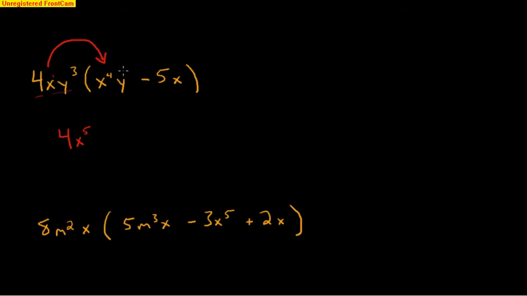Again, y to the 3rd times y to the 1st. Bases are the same, y and y. Add the exponents, 3 plus 1, y to the 4th. Minus, here we've got 4 times negative 5. I've already got the negative sign there. I knew it was going to be a negative. And then this becomes x squared, y to the 3rd.